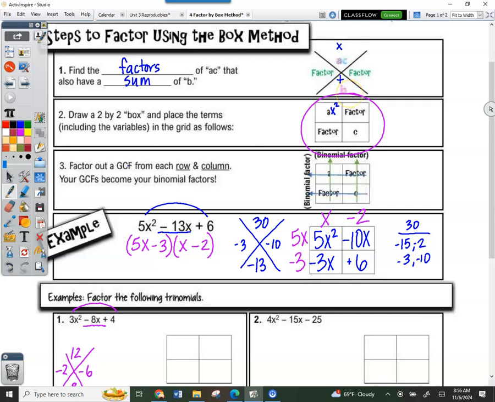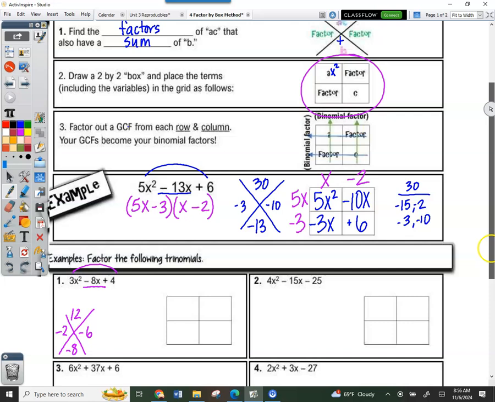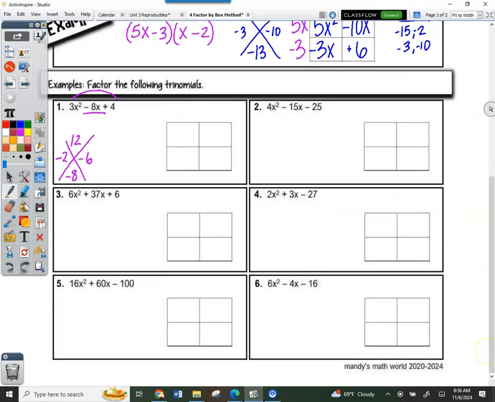Remember, the first box is ax squared, the leading term. The last box is c. So this is 3x squared, and this is positive 4.